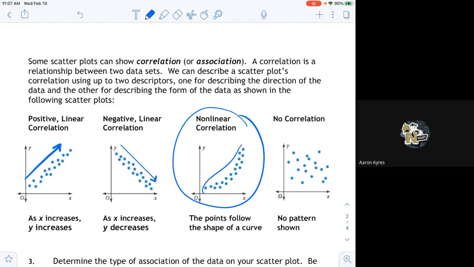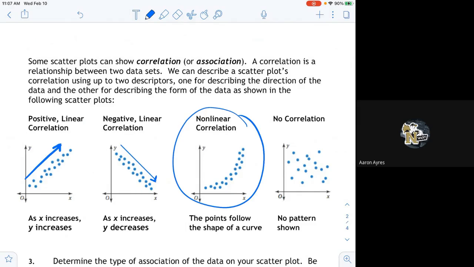What shape is this right here? A curve. Yeah. I could also have it curved this way if I wanted to. All right. So again, you can have a negative nonlinear relation or correlation. That's what I just sketched here, or you can have a positive nonlinear correlation.